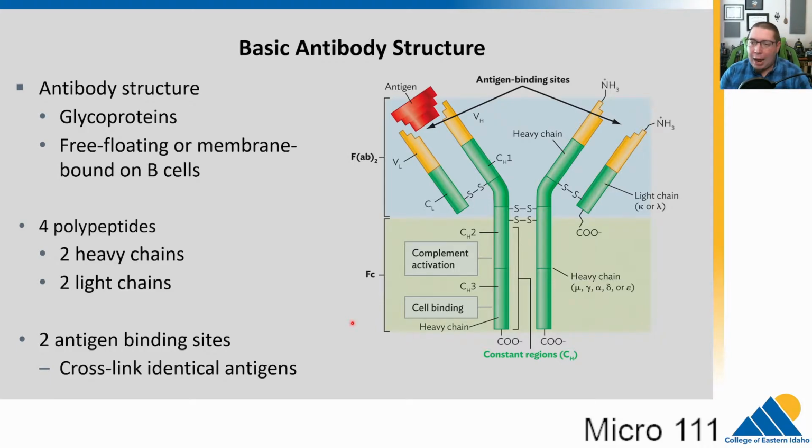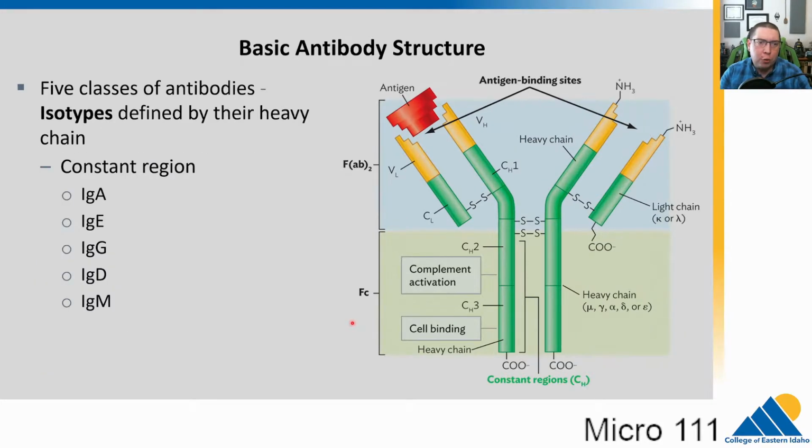So we're going to look at antibodies, not in huge detail, but I do want you to know that there are different classes of antibodies. They vary based on their constant region. So we have IgA, IgE, IgG, IgD, and IgM. We will talk about what each of these is a little bit. Really, the big one is IgG. This does most of the killing of microbes and pathogens.